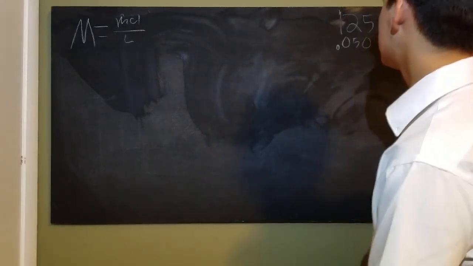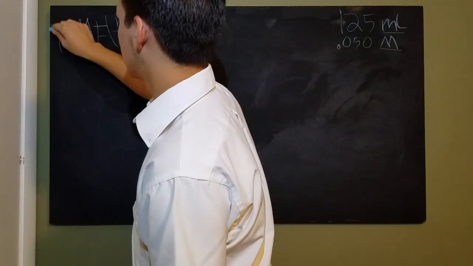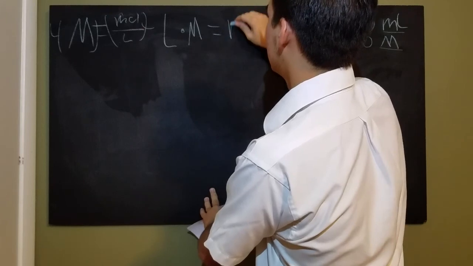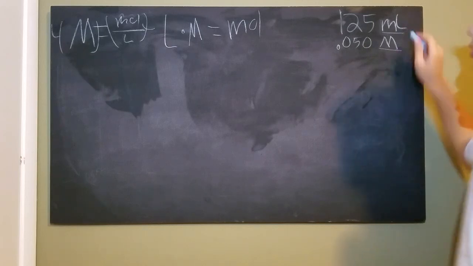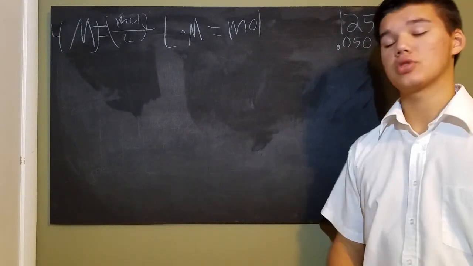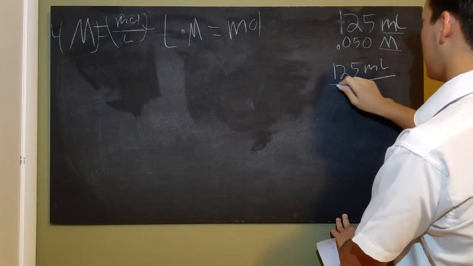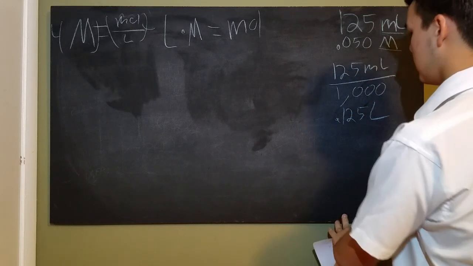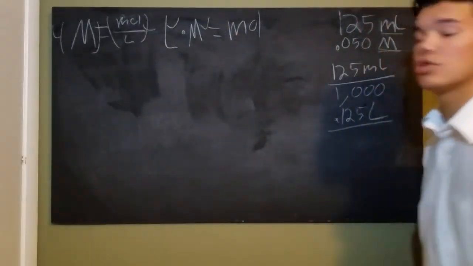So what do you do? You solve for what you don't have. What do you not have? You don't have moles. So, we multiply out liters. That's going to look like liters times molarity equals moles. But look again, you still don't have liters. To get from milliliters to liters, simple trick, you just divide by 1,000. So that's 125 milliliters divided by 1,000, and you get 0.125 liters. Now you have liters. Check. You have molarity. Check. Now you can solve for moles.